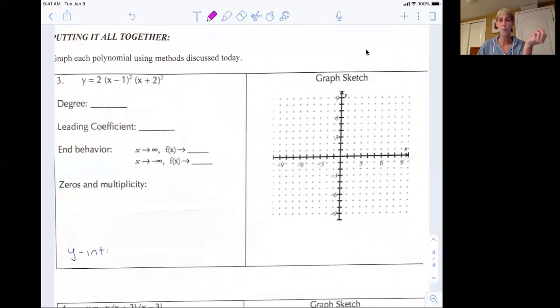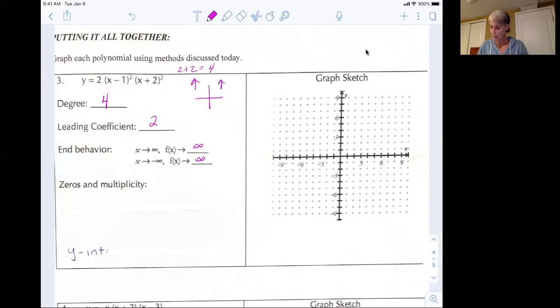It's in factored form, so I have to add up the powers. 2 plus 2 is 4, so my degree is going to be 4. My lead coefficient is 2. My end behavior, as x goes to infinity, I can't do it in my head, so I usually make a little chart for myself. The degree is even, lead coefficient is positive. There's my little helpful chart. As x goes to infinity, f of x goes to infinity. As x goes to negative infinity, f of x goes to infinity.